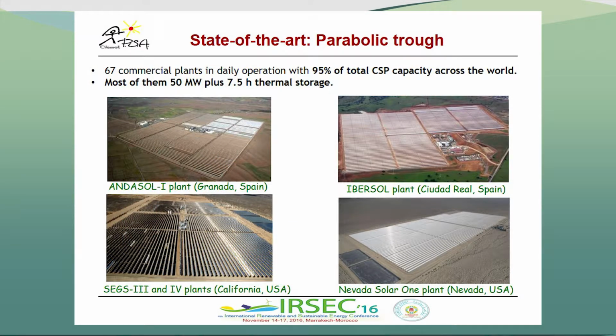So I have to say, and I said, 95% of the power around the world for CSP is parabolic trough. Problem is that, as you see in the pictures, almost all the plants are copies one of each other. No way for innovation, for different reasons.